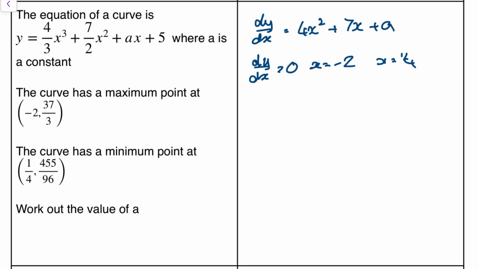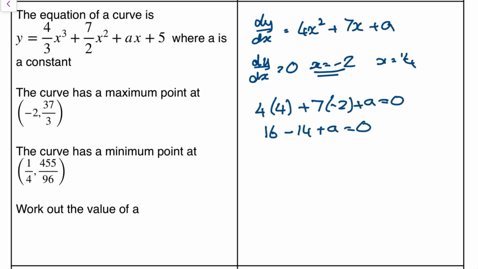Okay, let's just do it anyway. Let's see what happens. So let's use the first one. So I'm going to use this one here. So in other words, 4 times minus 2 squared is 4, plus 7 times minus 2 plus A is equal to 0. Remember, turning point, gradient 0. So 16 minus 14 plus A equals 0, which means that A is equal to minus 2.